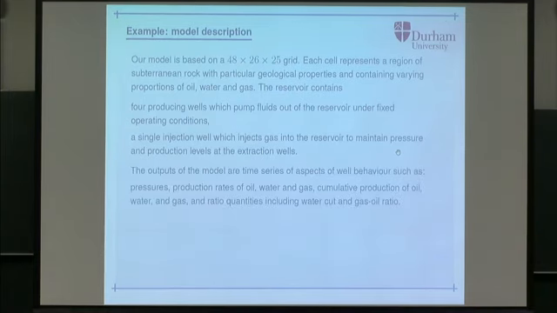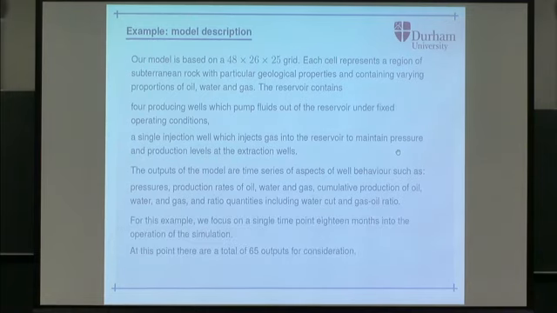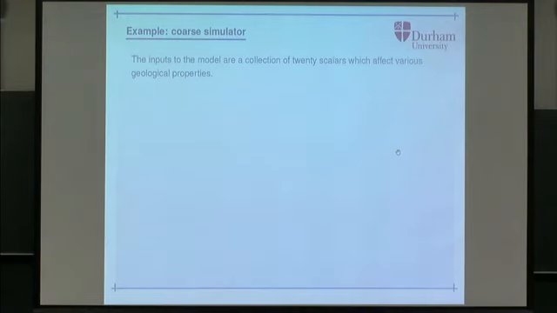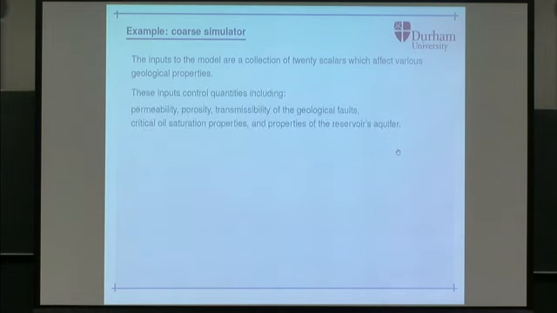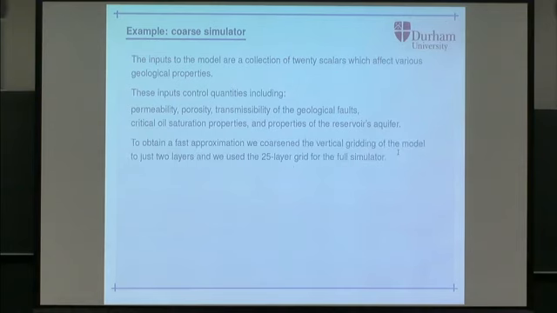The outputs of the model are things like pressures, production rates, cumulative production, and a variety of things. Now, obviously, in principle, we'd like to know about all of the behavior of the function, but just to make it an example that we can do on one page, we're going to just take a particular time point, and at that particular time point, there are 65 outputs. That's enough for the example. The inputs, when we reduce it, are 20 scalars controlling various features of the reservoir.